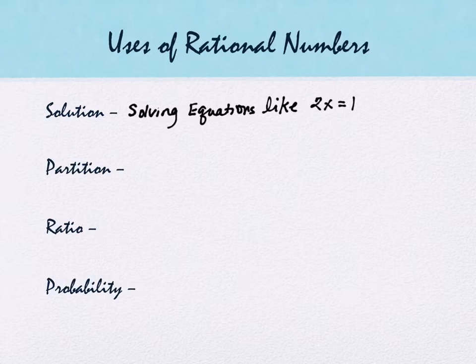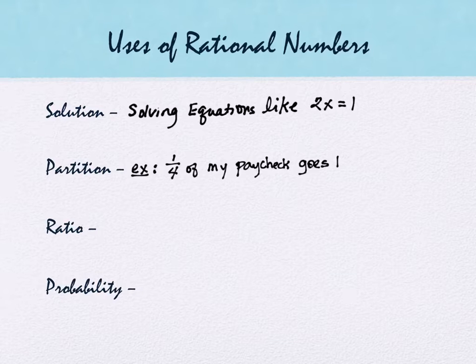So a partition is another way that you see rational numbers used. I'm just going to give you an example. There's nothing special about this example, but we see examples of partitions used all the time. We say something like this: 1/4 of my paycheck goes to gas. Maybe it's more like 1/2 these days. I don't know if you've been to the gas pump lately, but it is expensive.